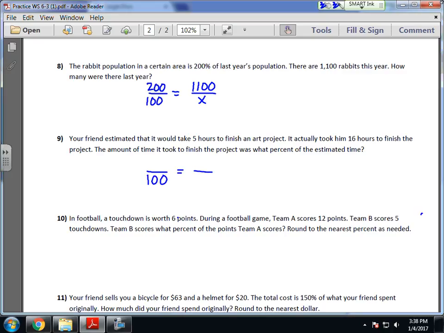What am I going to put for my percent? It says what percent? We don't know. All right, and then it says your friend estimated that it would take 5 hours to finish an art project, but it actually took him 16. How are we going to fill this in? What will go on the top and what will go on the bottom? The 16 hours will go on the top, and the 5 hours will go on the bottom.